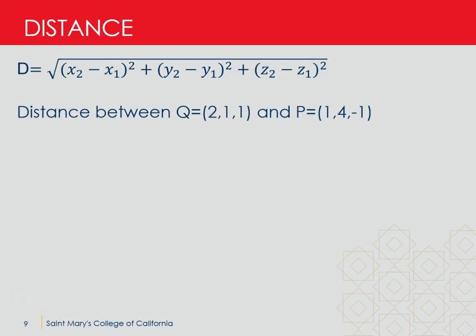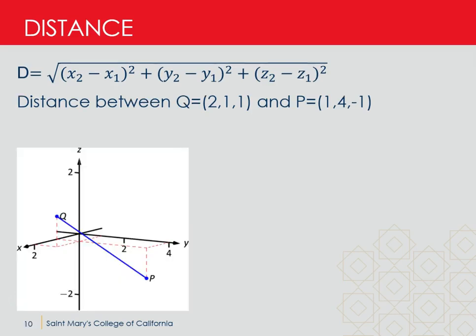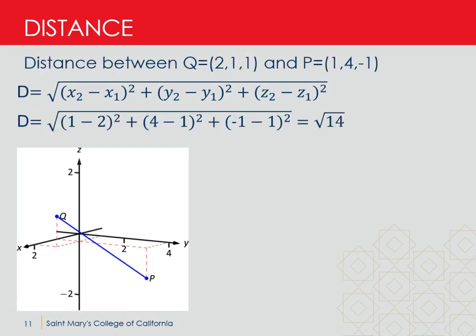So let's take a quick example. We have 2 points: Q is (2, 1, 1), and P is (1, 4, -1). We want to find the distance between those two, and here they are on a graph. Hopefully that makes sense. Again, we have those axes, the x and the y, and then the z going up. You can see the P there is below the level plane because the z value is -1.